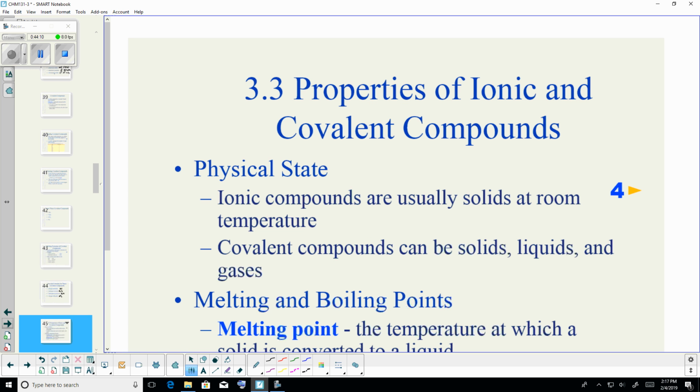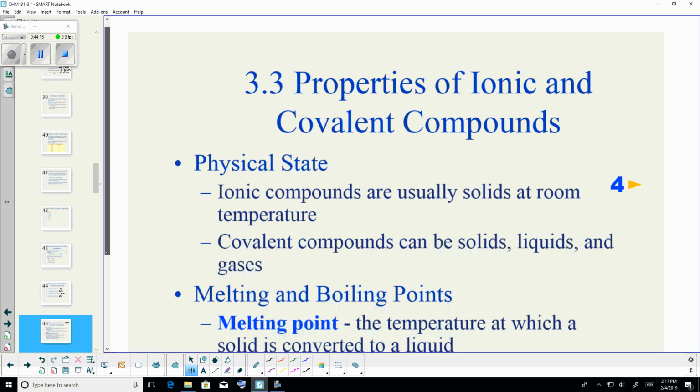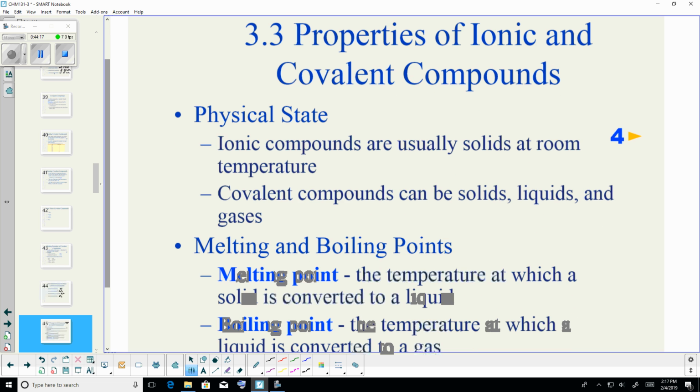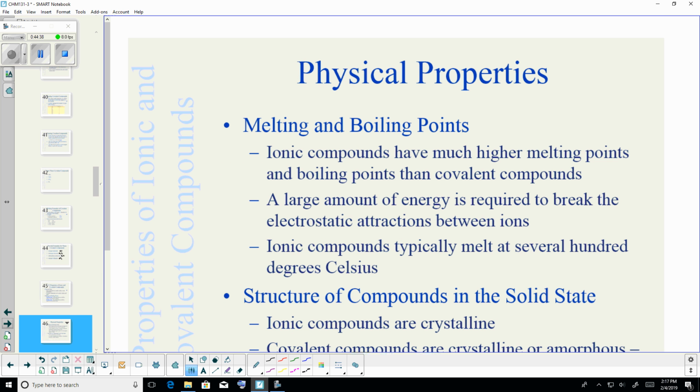So what are the properties of ionic and covalent compounds? Ionic compounds are usually solids at room temperature. Covalent compounds can be solids, liquids, and gases. If we talk about melting and boiling point, melting is the temperature at which a solid is converted to a liquid. Boiling is when a liquid is converted to a gas. Ionic compounds have much higher melting points and boiling points than covalent compounds.